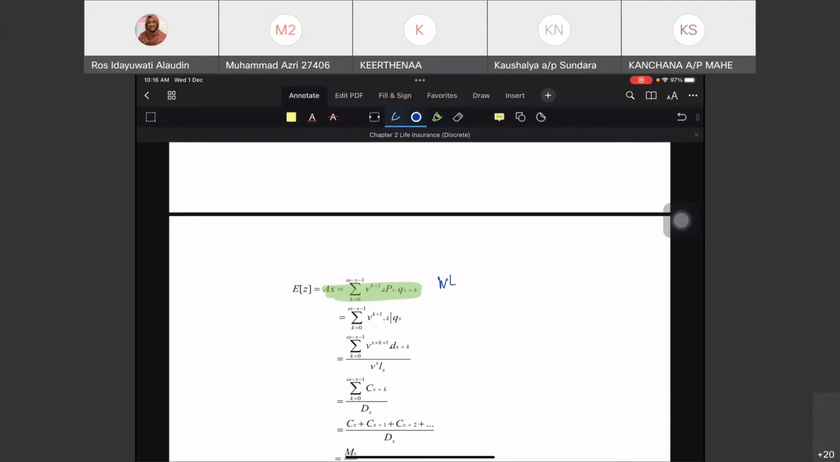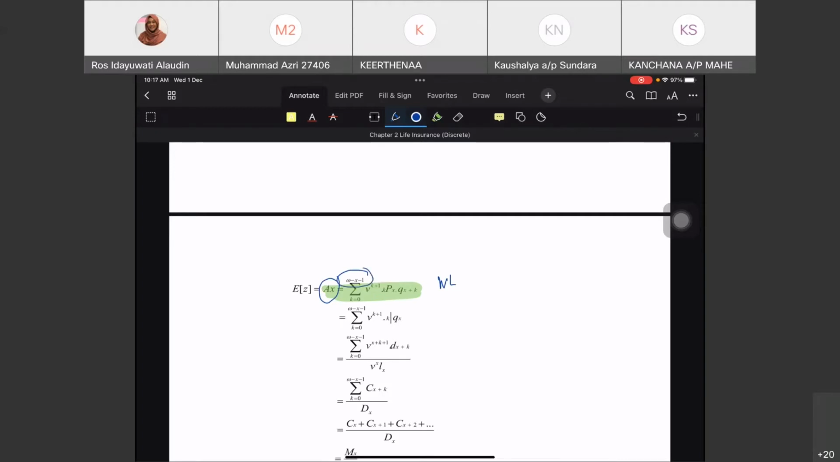So the notation is AX, without the bar. The difference between continuous and discrete: we start from K equal to 0, same as the term insurance. However, the upper bound is different. The upper bound now is omega minus X minus 1.